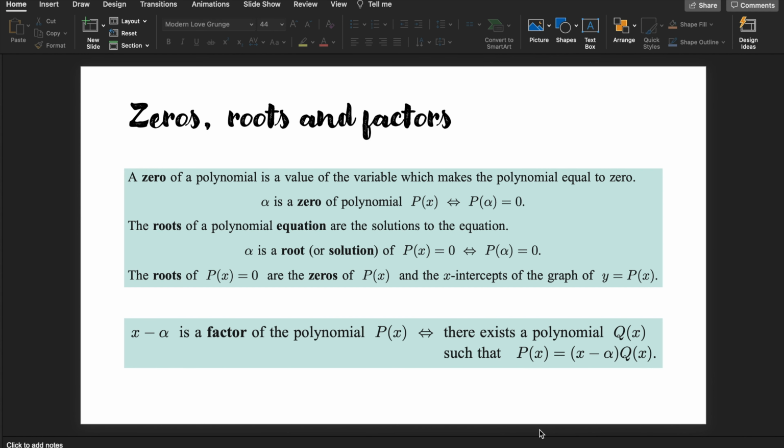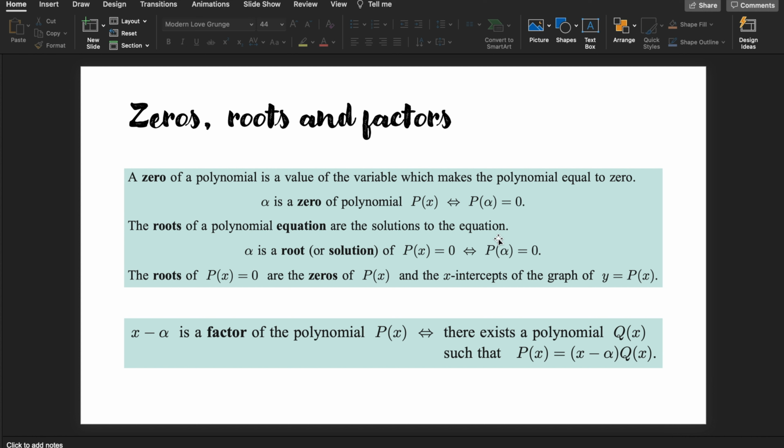The next subtopic is zeros, roots, and factors. So a zero of a polynomial is the value of the variable which makes the polynomial equal to 0. So in the previous slides we discussed what a polynomial is. So a zero would be a value that would make the polynomial equal to 0. So if alpha, which is a Greek symbol, is a zero of the polynomial p of x, this implies that p alpha equals 0.